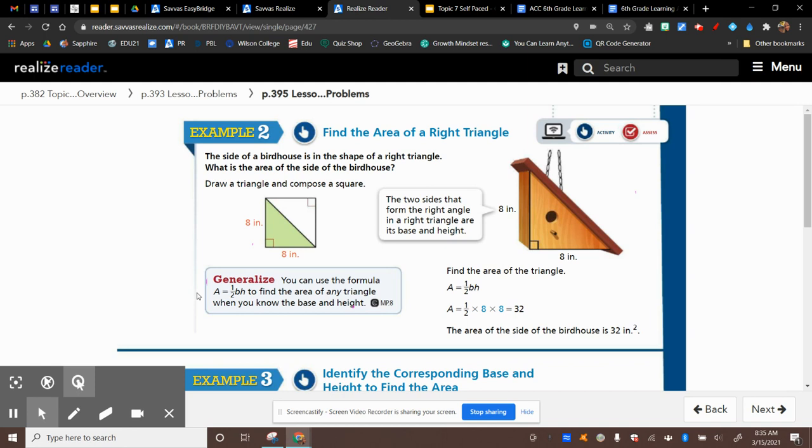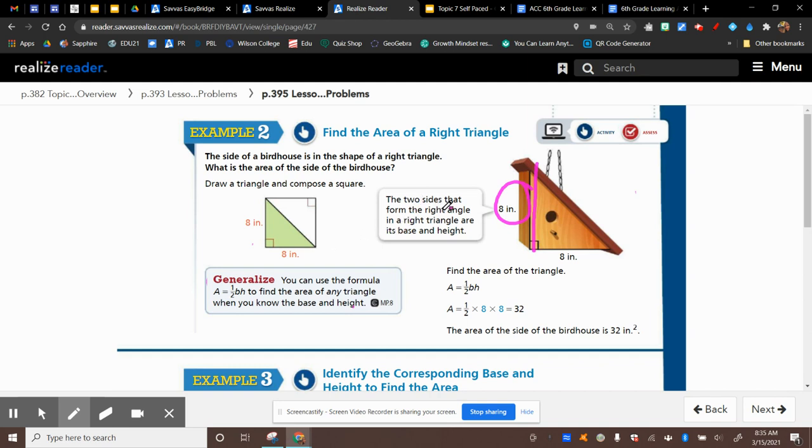It says find the area of a right triangle. Finding the area of a right triangle is exactly the same as finding the area of the triangles we did on the last page. It is actually kind of easier because the height is always going to be that line that comes down that forms the right angle. So here's an example of a birdhouse, the right triangle. What's the area? The right triangle is a square decomposed into 2 triangles. You can see here that it's 8 by 8 on this one.